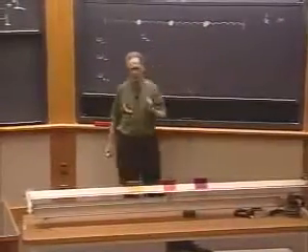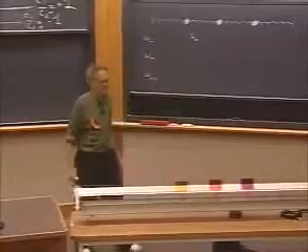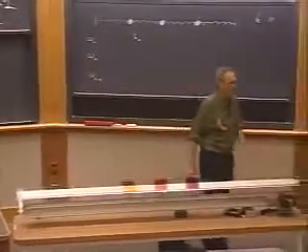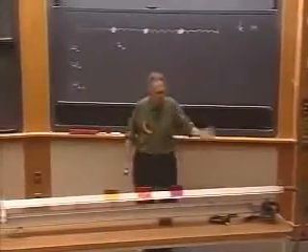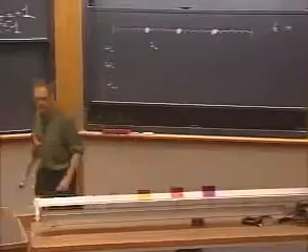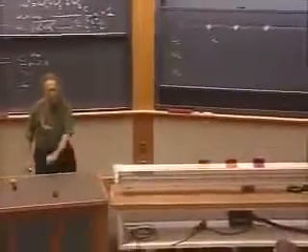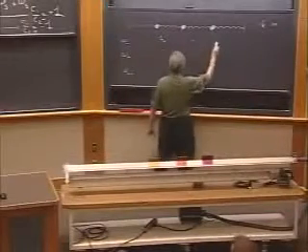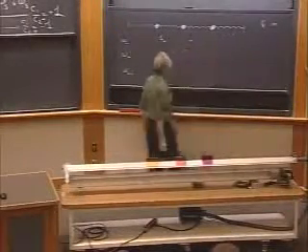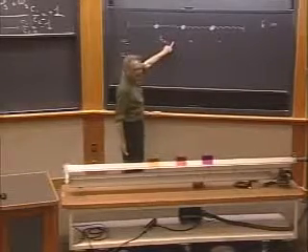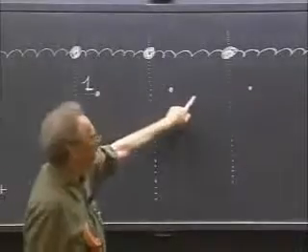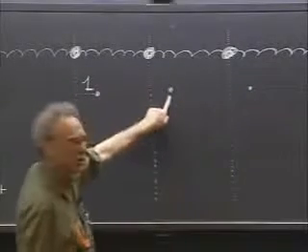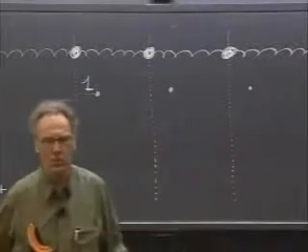Any idea where that one will be? What do you think the second one will be? +1. What will the third one be? +1. Wrong. Why does it have to be wrong? Suppose this one is at +1. And suppose this one is also at +1. Then this spring is no longer than it wants to be, and this spring is no longer than it wants to be, so there's no force on this object. So that's not possible. That object cannot go anywhere.